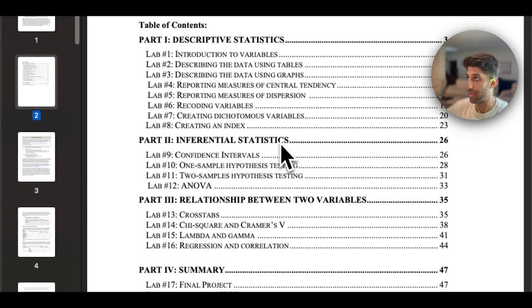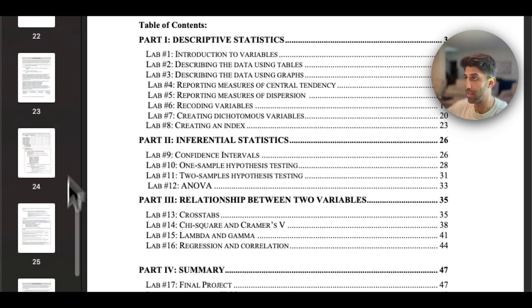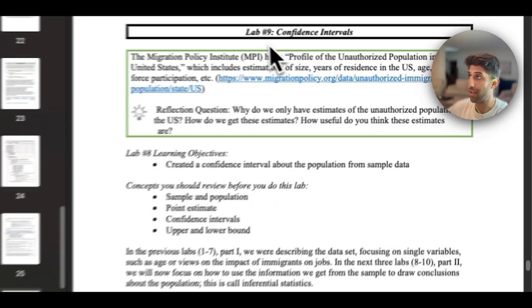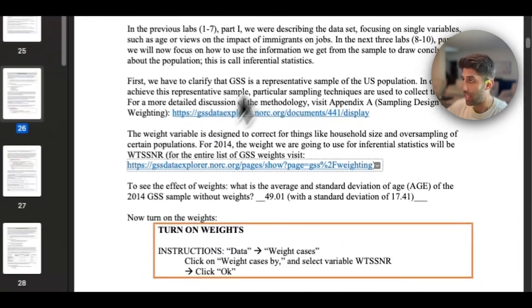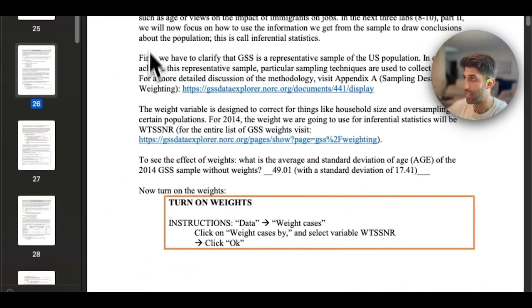To start out with the inferential statistics, we'll have to go to page 26. Here on page 26, we'll see the lab is based around generating confidence intervals. We'll go ahead and start to read this lab a bit. Skipping a bit of these things here, the first question they ask us is, what is the average and standard deviation of the age variable in the 2014 GSS sample without weights? So this is a weighted variable, but we want to see the value without the weights.